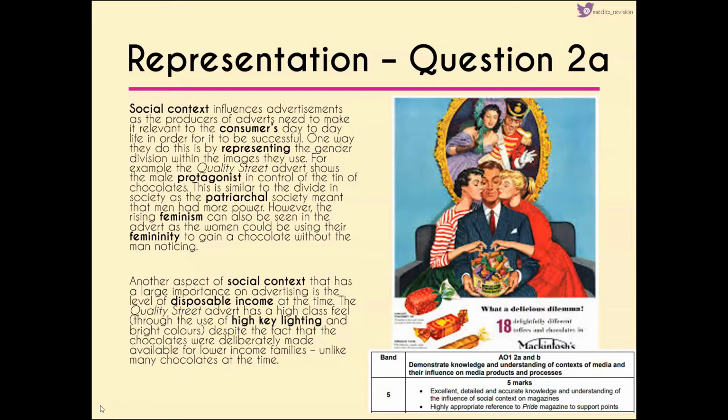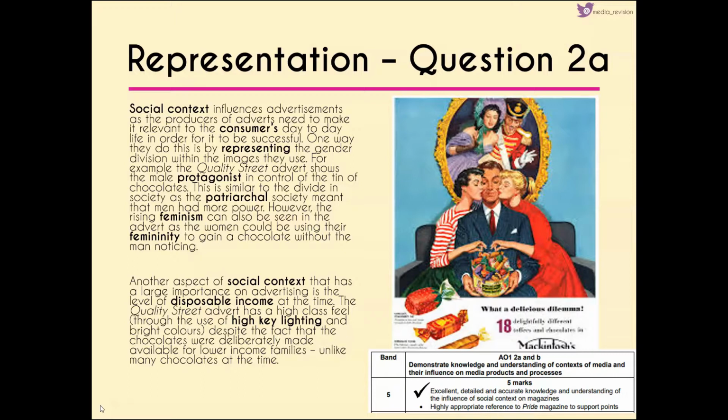Another aspect of social context that has a large importance on advertising is the level of disposable income at the time. Okay, so there's another point about social context. Here's my evidence. The Quality Street advert has a high class feel through the use of high key lighting and bright colours, despite the fact that the chocolates were deliberately made available for lower income families, unlike many chocolates at the time.